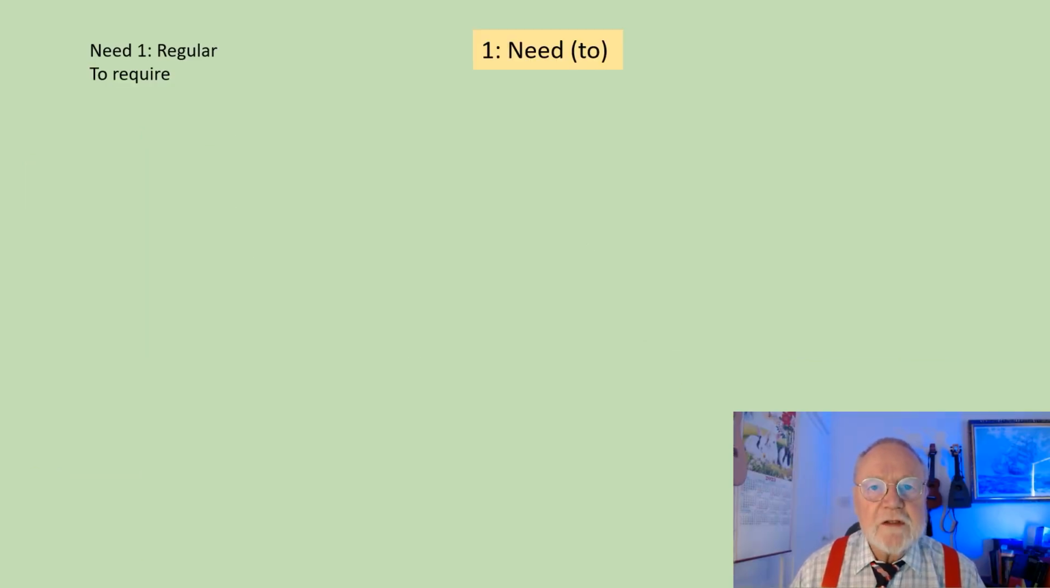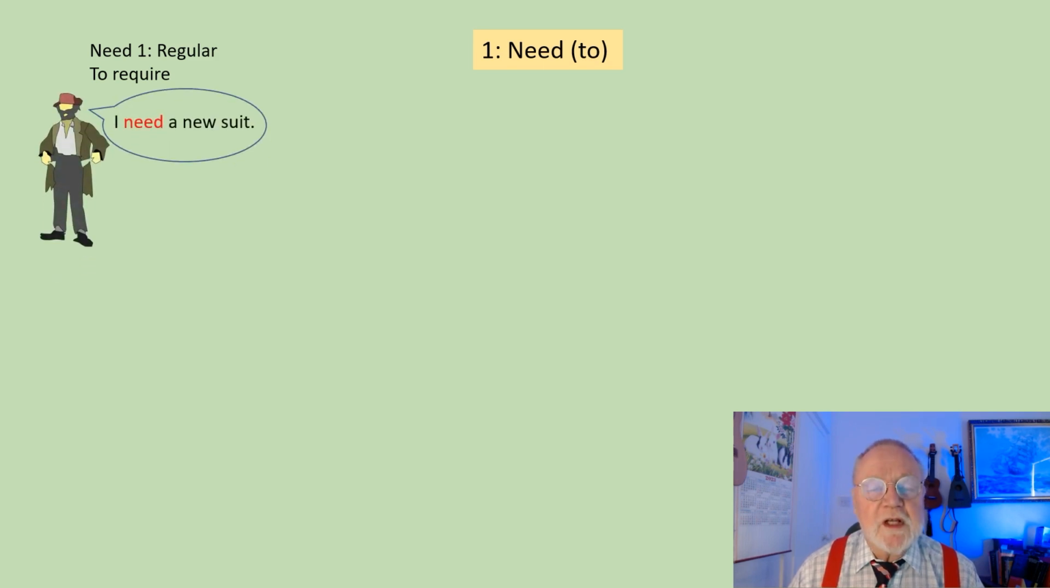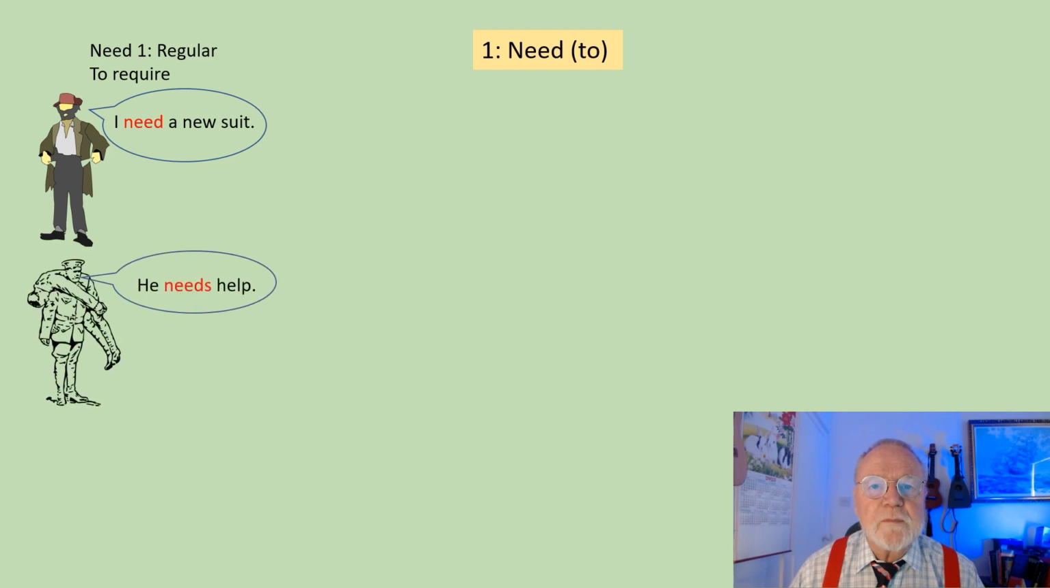Version 1 of need, which is regular, means to require. I need a new suit. In other words, I require a new suit. He needs help. And the thing to notice here is that the third person he has an S because it's a regular verb. S doesn't appear, of course, in the modal verb in the third person.